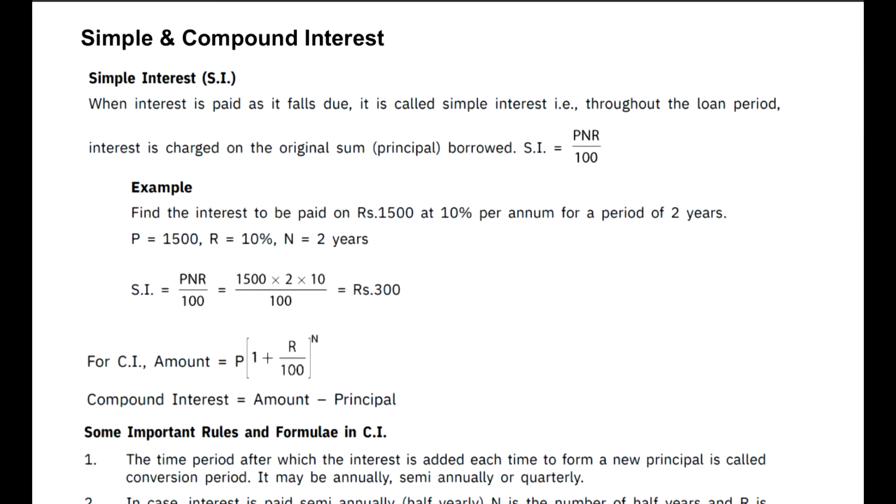Coming to the next part, which is simple and compound interest. The formula of simple interest is P into R into T, where here T is N, which is the years only. So this is where you multiply the values, and I will not describe it in detail. I have given this the form of a revision, so I'll not explain things over here. I'll just tell you the basics.